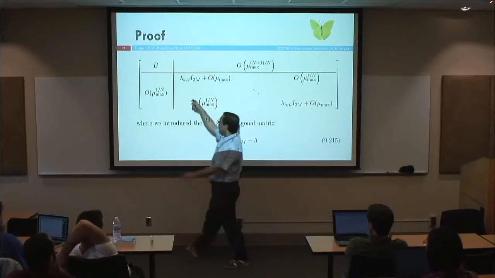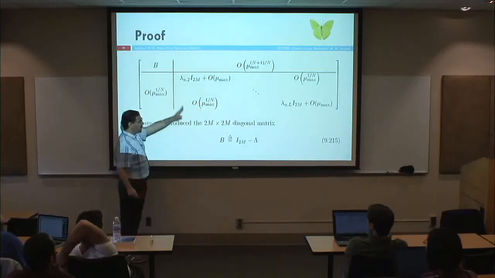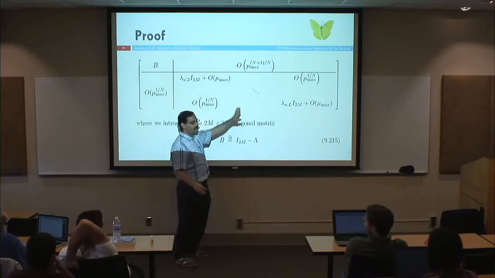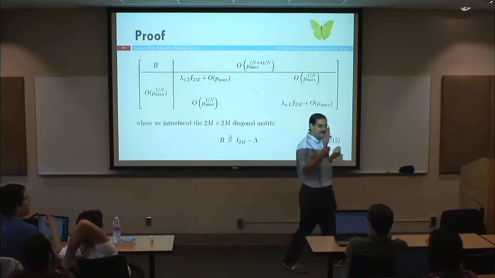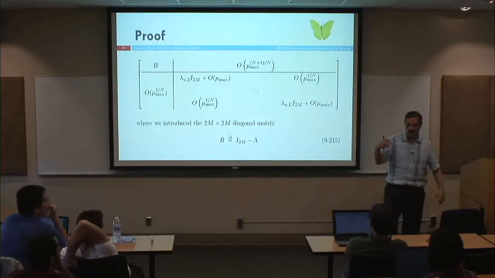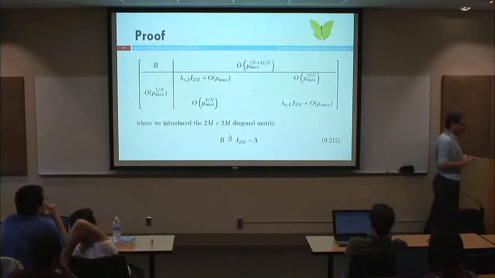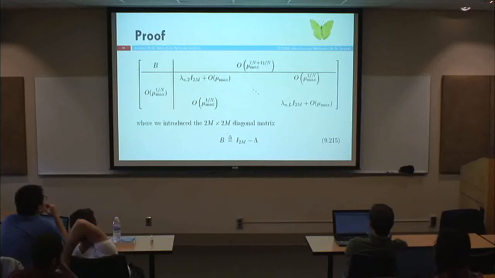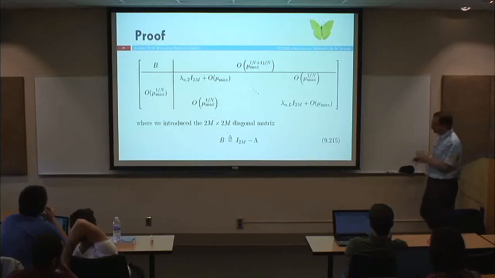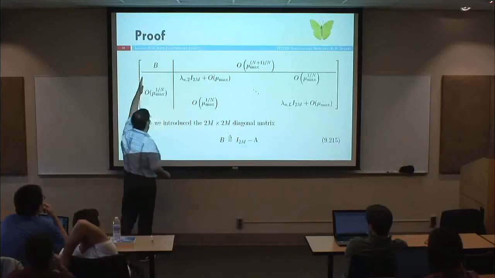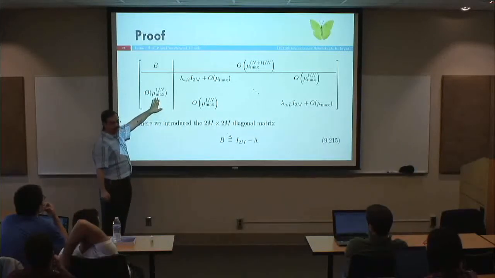Here, I'm calling it B. You get I minus lambda. I explained to you where it came from. What about the rest? I don't really need to know exactly what it is, except what their orders are. So when you do the calculations, this is what you are going to find: all the entries that appear here are of this order.